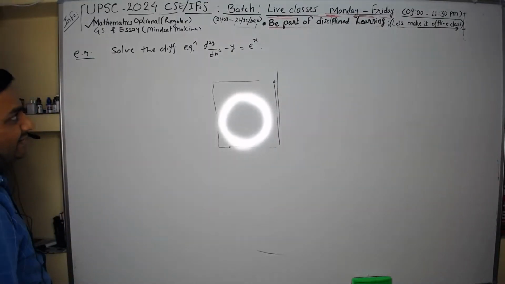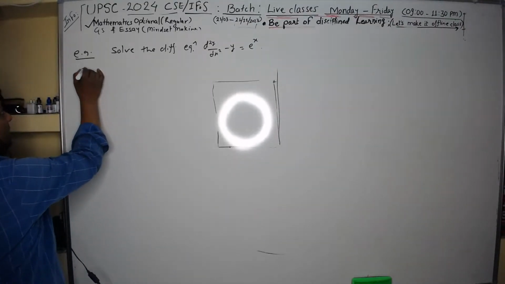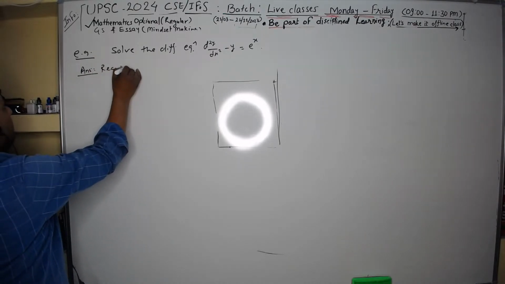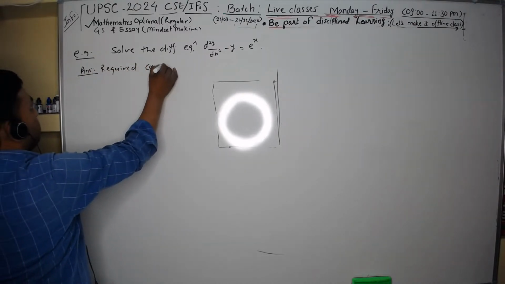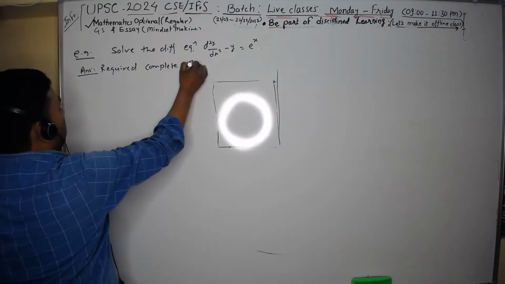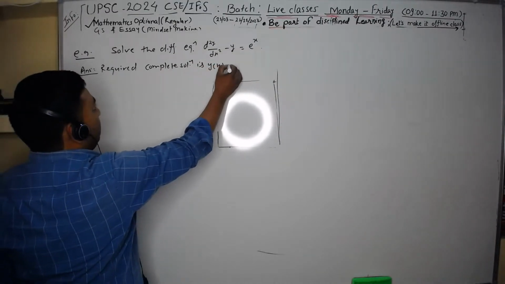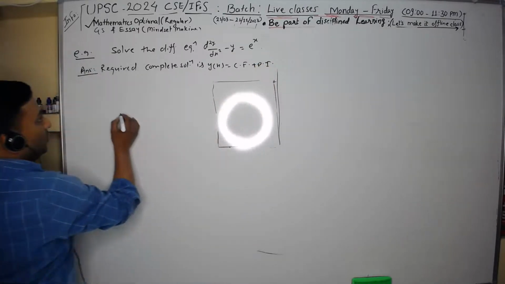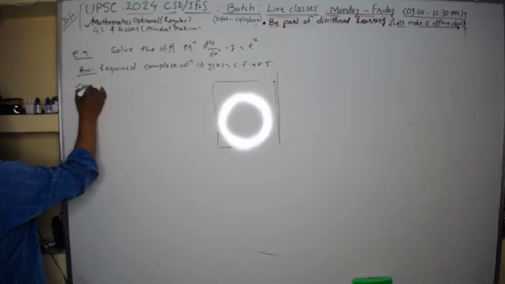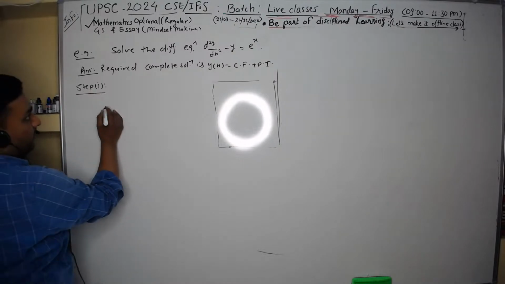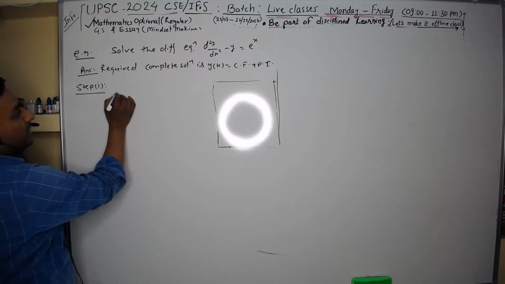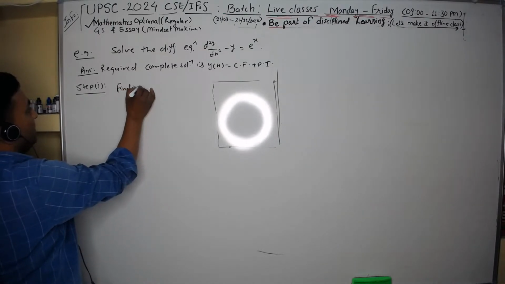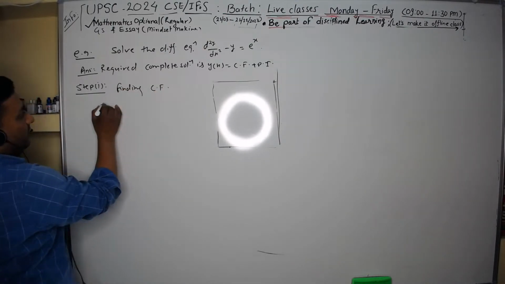ठीक है बच्चे? So आंसर अपना जो होगा, required complete solution is given by CF plus PI. So let's find CF first. Okay, CF will be, the first step is finding CF.